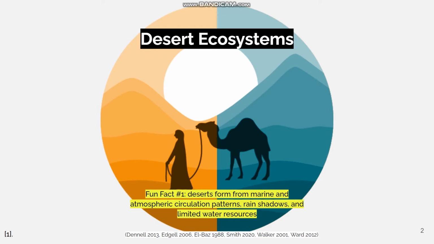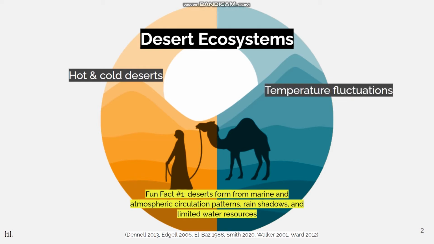So, what is a desert ecosystem? There are different ways to classify a desert. Based on temperature, there are hot and cold deserts, the former being known for hot climates at lower altitudes and the latter cold climates at higher altitudes. Both experience extreme fluctuations in temperature between night and day.